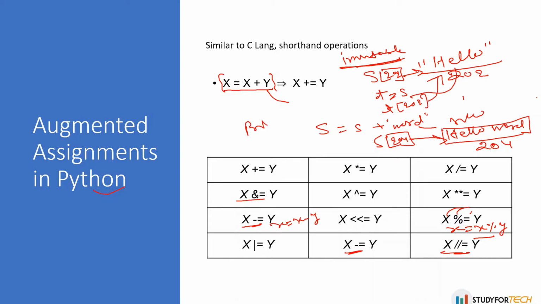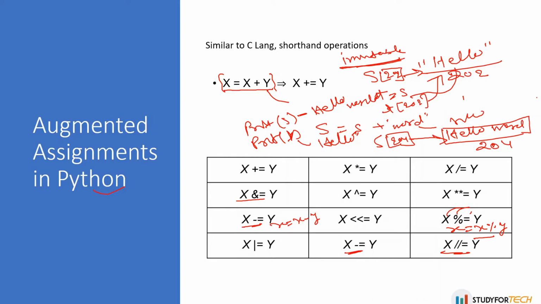So when you print S, it will print hello world, but T will still print hello. So this is actually the difference when you apply augmented assignment on a mutable, and when you apply augmented and simple assignment on an immutable. If you have not understood this, then we will see it in the demo.